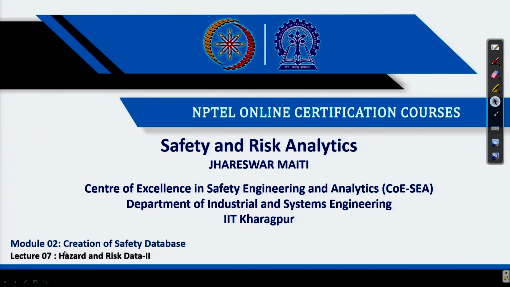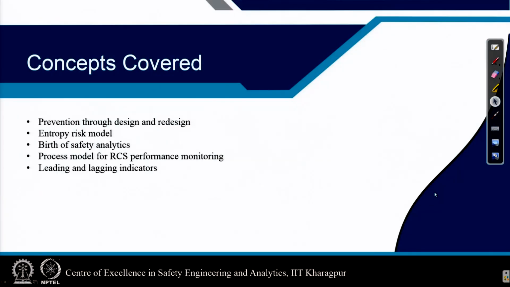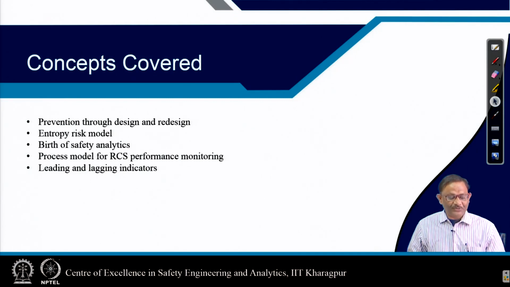Today we will continue hazard and risk data, what we have discussed in lecture 6, and this is under module 2, creation of safety database. In half an hour we will describe prevention through design and redesign, entropy risk model, birth of safety analytics, process model for risk control systems performance monitoring, leading and lagging indicators.